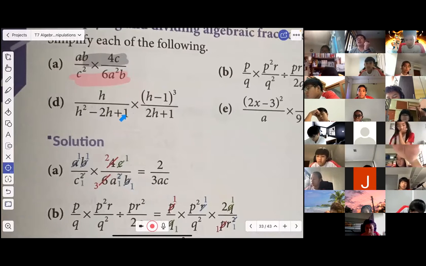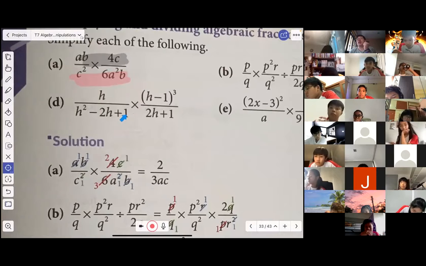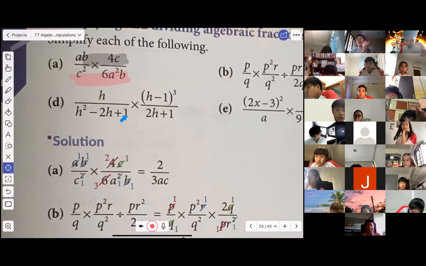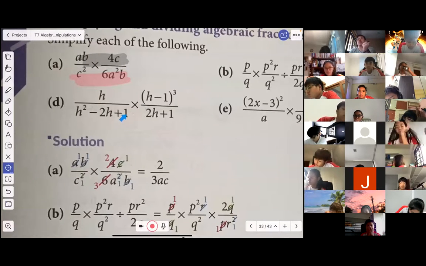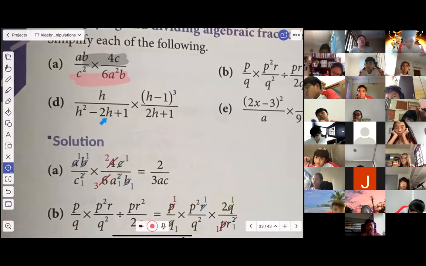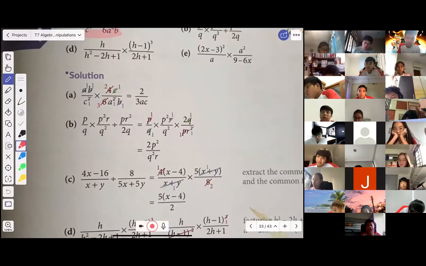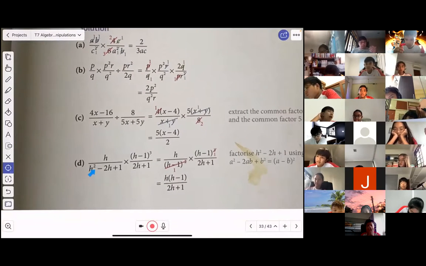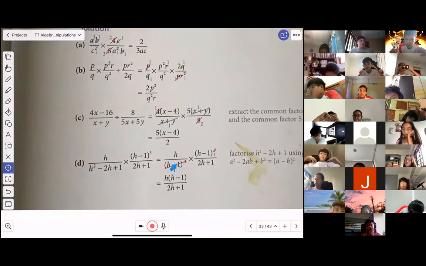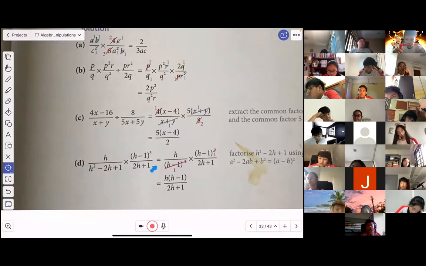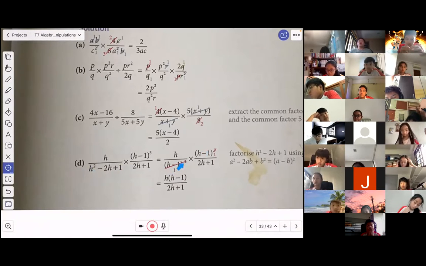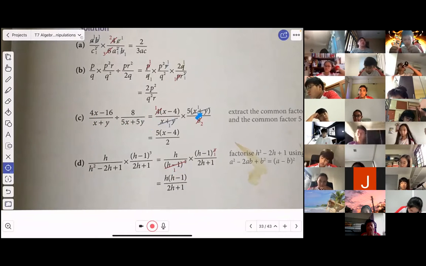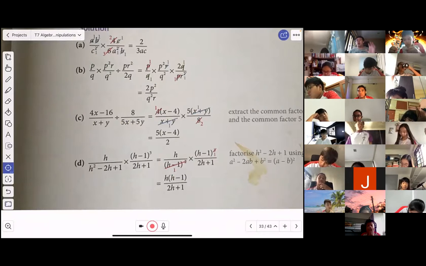Every single step you are taking in today's and Friday's lesson, you are doing factorization first before you can take action. So h squared minus 2h plus 1. You can see what they did: they factorized it using an algebraic identity, then they looked for a common factor to cancel between the top and the bottom. It's the same for C. They factorize, then they cancel.